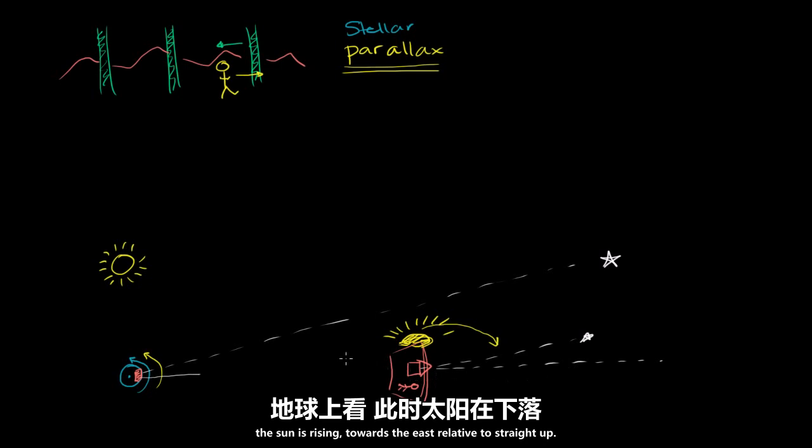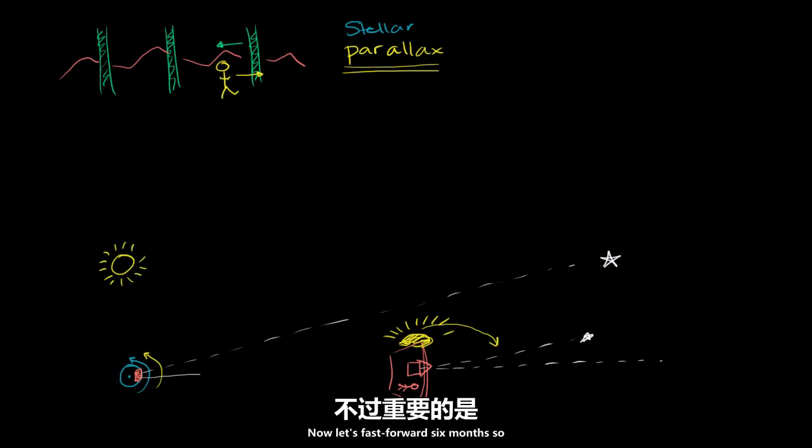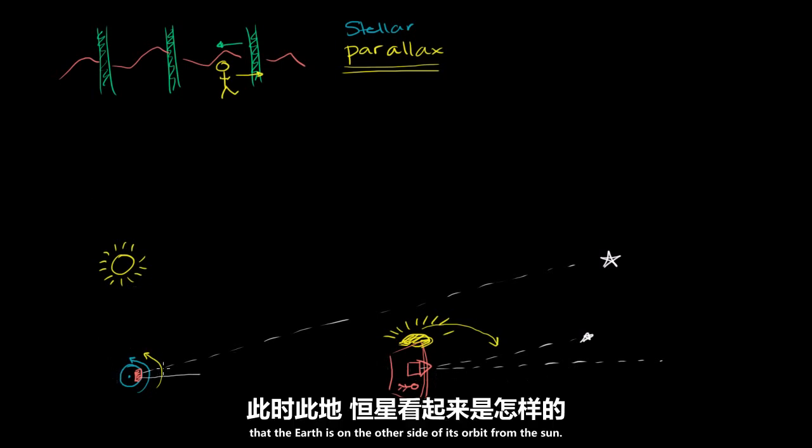Now, let's fast forward 6 months so that the Earth is on the other side of its orbit from the sun.